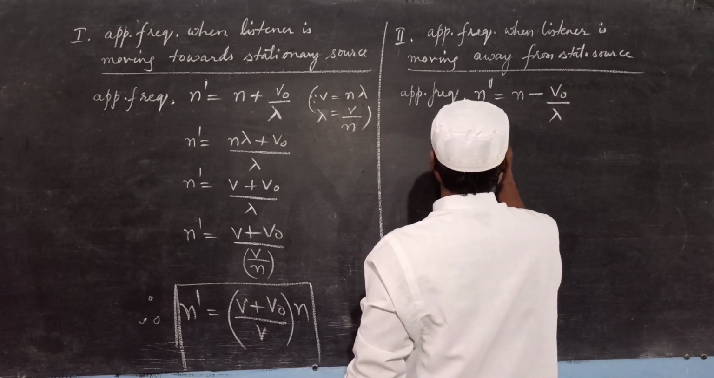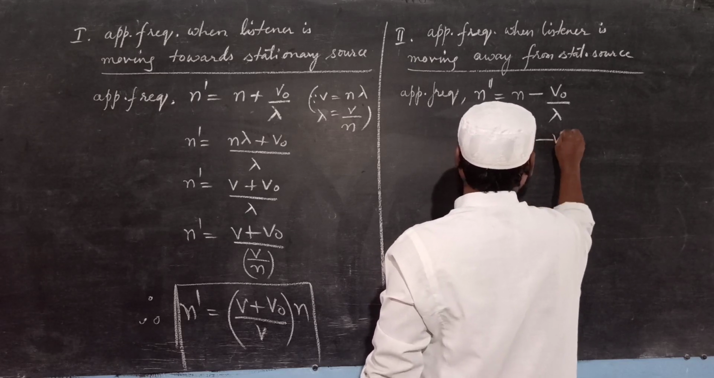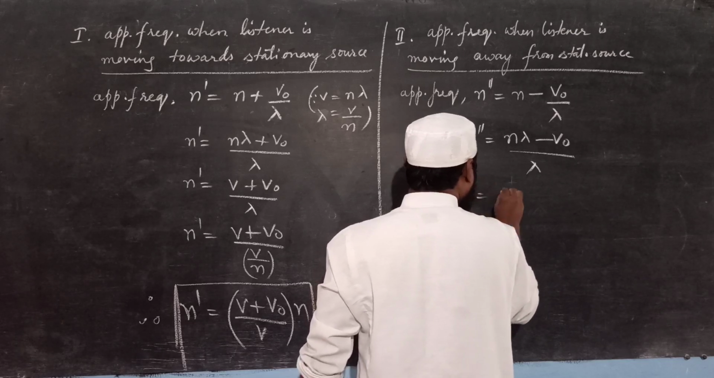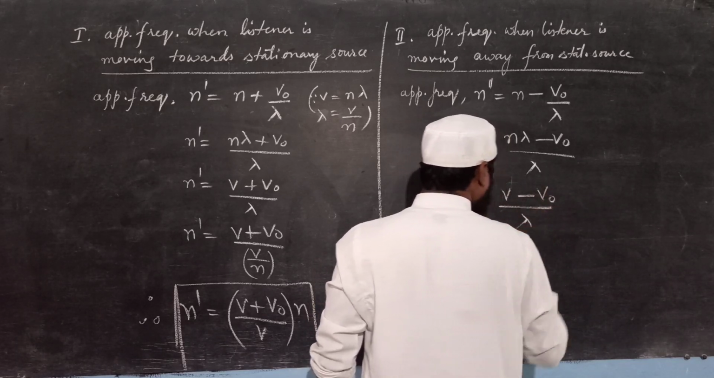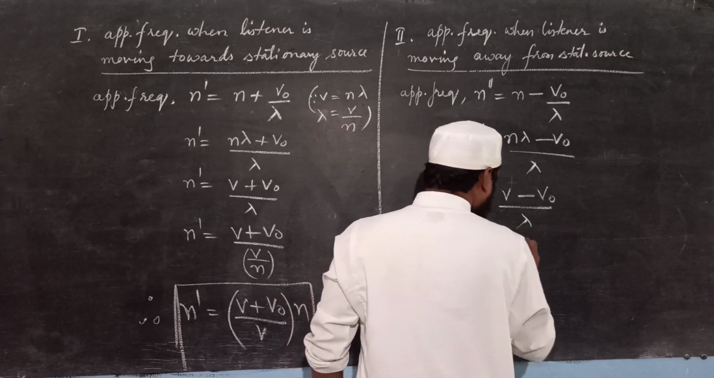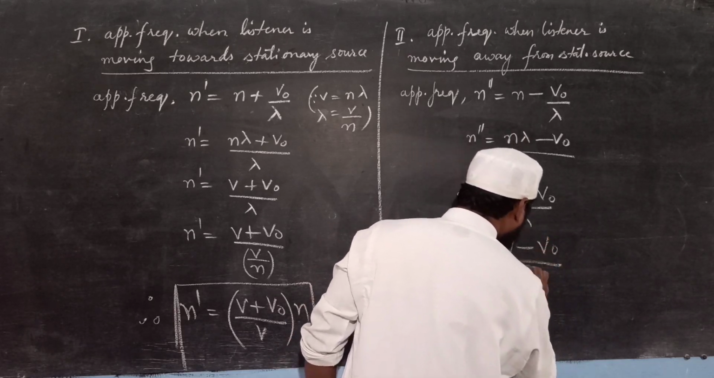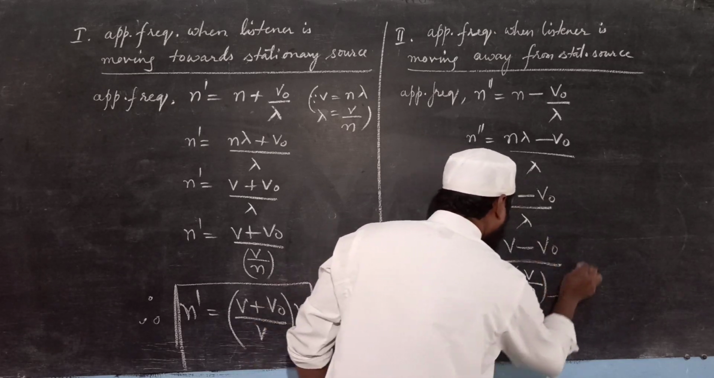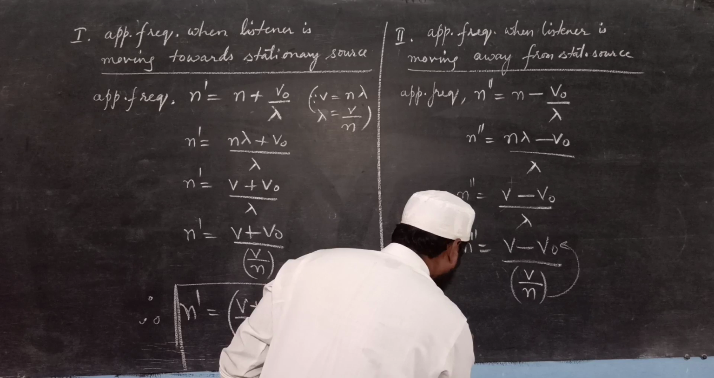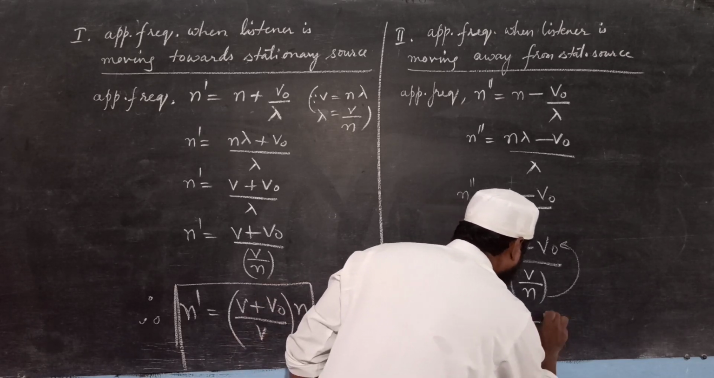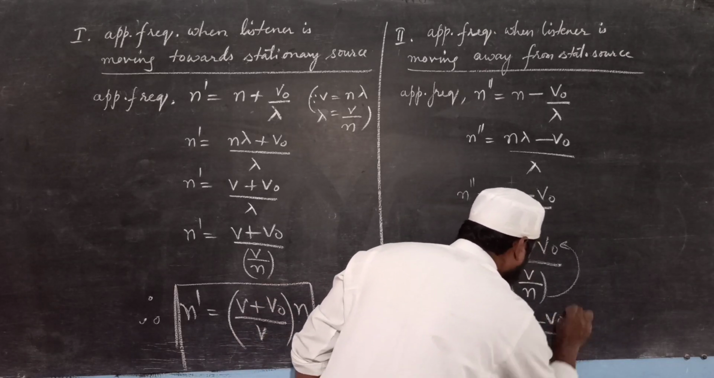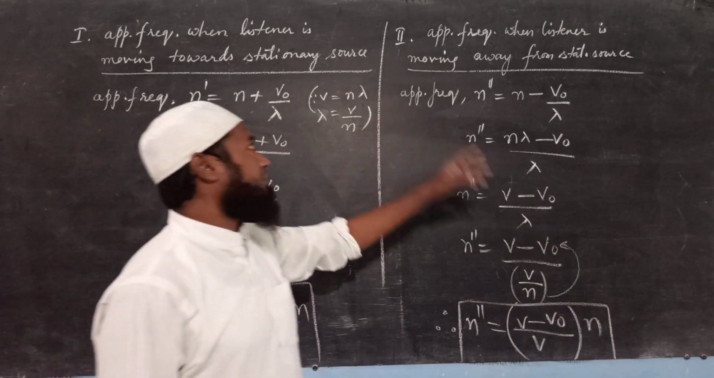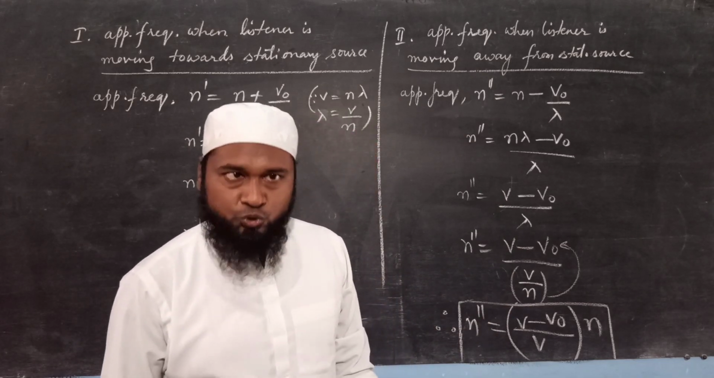So n double dash will be equal to n lambda minus v naught by lambda. Again n lambda can be written as v, so v minus v naught by lambda, and lambda can be changed to v by n. So this n will go up. Therefore n double dash is equal to (v minus v naught) by v, into n. This is the apparent frequency when the listener moves away from the stationary source. Take down please.